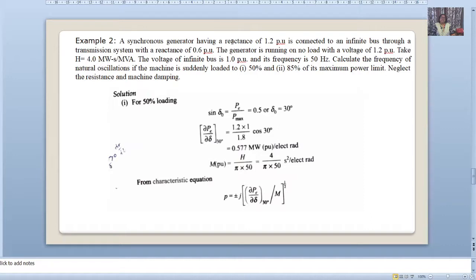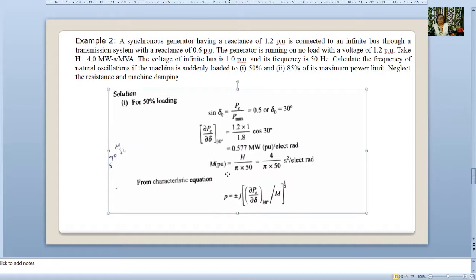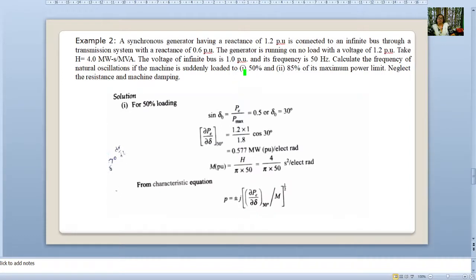A synchronous generator having reactance of 1.2 per unit is connected to the infinite bus through a transmission system with a total reactance of 0.6. The generator is running on no load with voltage of 1.2. Take H equal to 4 megawatt second per MVA. The voltage of the infinite bus is 1 and its frequency is 50 Hz. Calculate the frequency of natural oscillation if the machine is suddenly loaded to 50% and 85%.